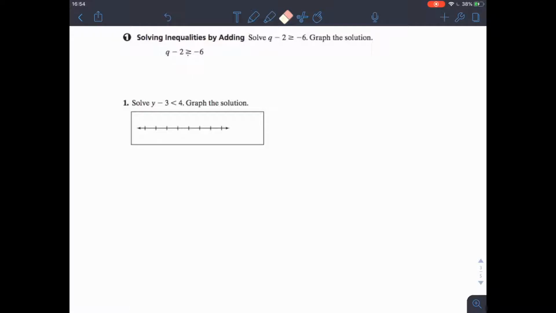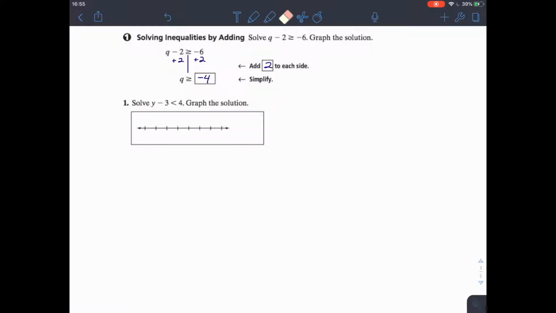So if we are trying to solve q minus 2 is greater than or equal to -6, we're still going to go through those same steps. The operation that we have to undo here is subtraction, so we will do the inverse by adding 2 to both sides of this inequality. When we then add 2 on the left, our 2's cancel out to leave us with q, and then -6 plus 2 equals -4. So our inequality's solution is q is greater than or equal to -4.